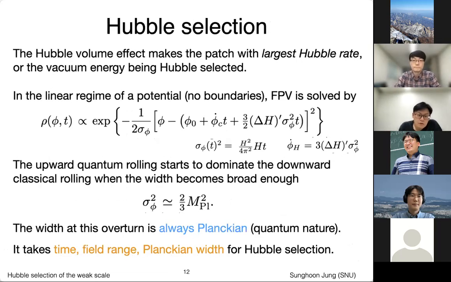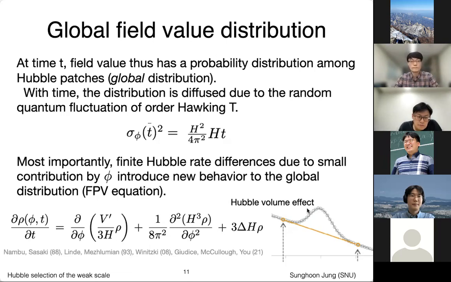I have another question. Here it seems you allow the spatial difference in the field value of phi. That's right. And that contributes to the spatial difference in Hubble. That's right. So do you take the Hawking temperature for the mass of the phi field? Sorry, Hawking temperature for the... You have the Hawking temperature due to the Hubble. The phi has dynamics associated with that mass, I guess.